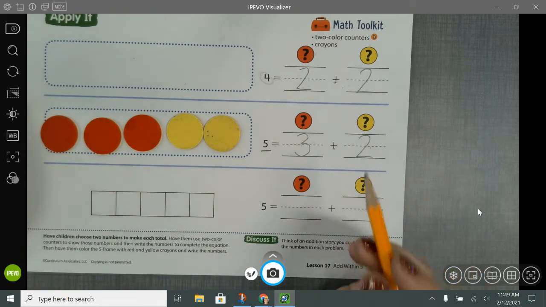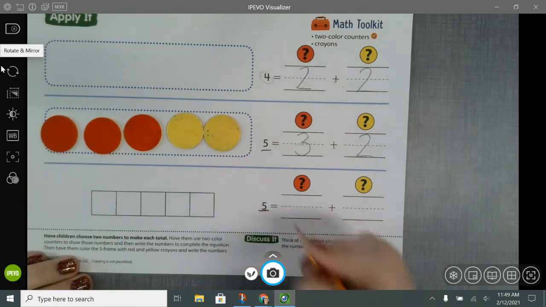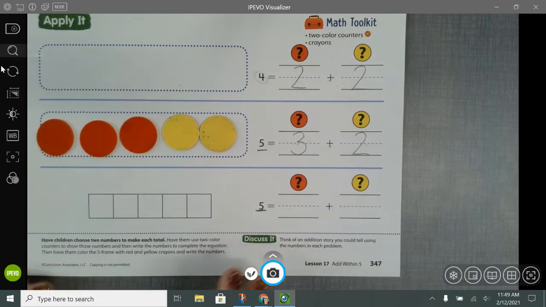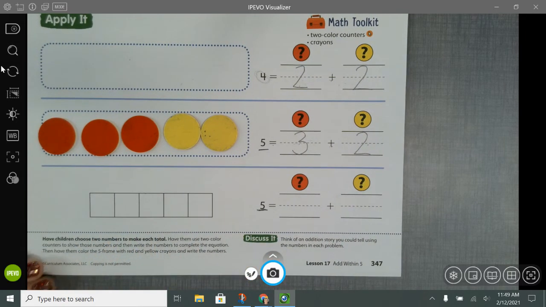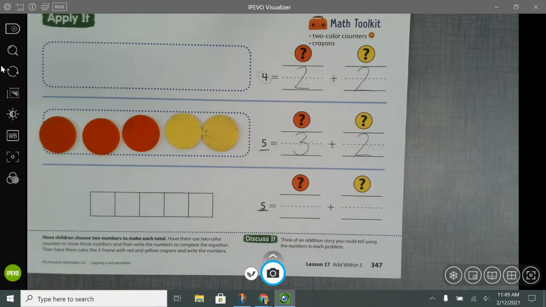Great. Now, you're going to use your crayons this time. So you're going to do the same thing, but this time you're going to show it on the 5 frame down here. So our total we're looking for is 5. So press pause and shade in your 5 frame for what you want your number pairs to be.